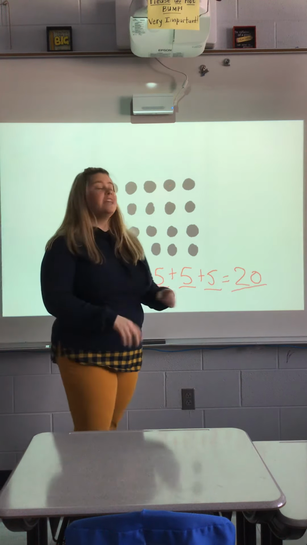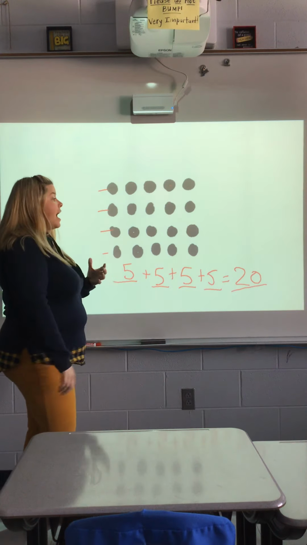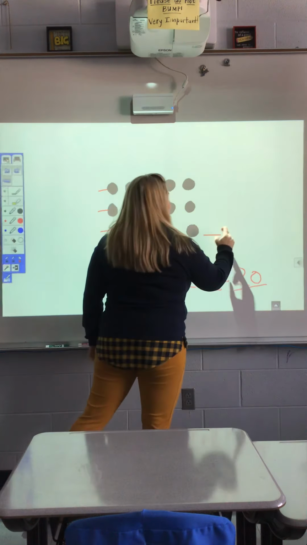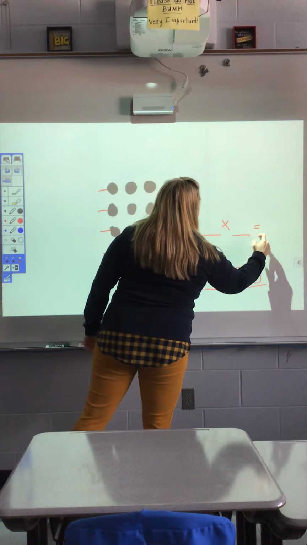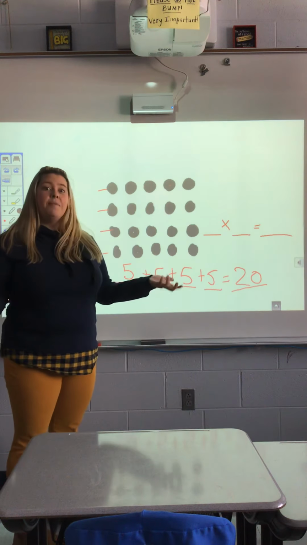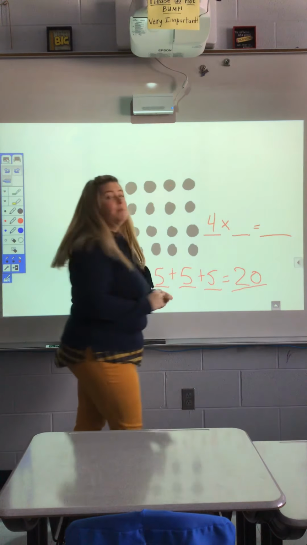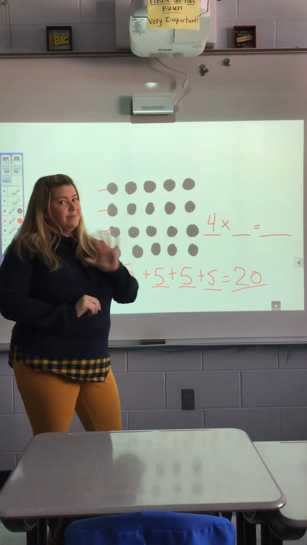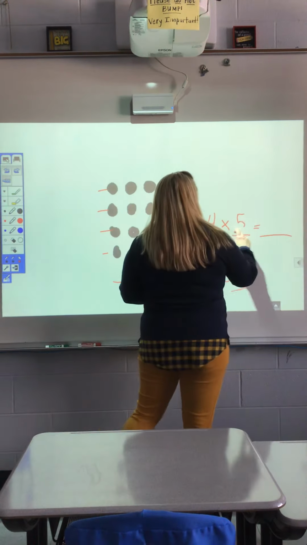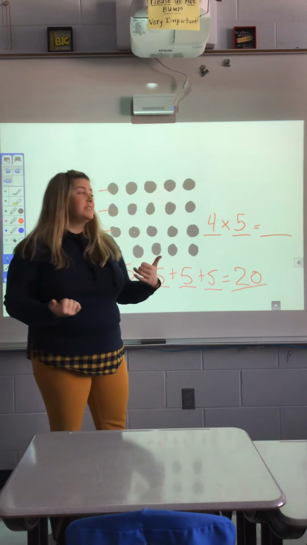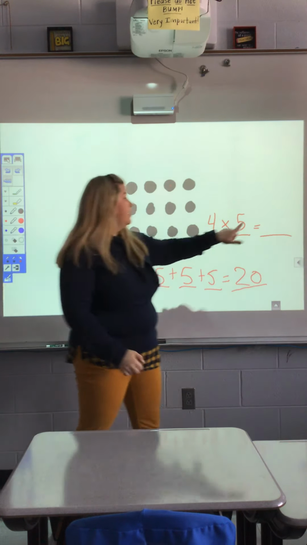Let's see if you got the multiplication fact. How do I figure out what my first blank is? Right, again, how many rows do I have? I have 4. How many are in each row? 5. And we already counted. What's 4 times 5? How many circles are there total?